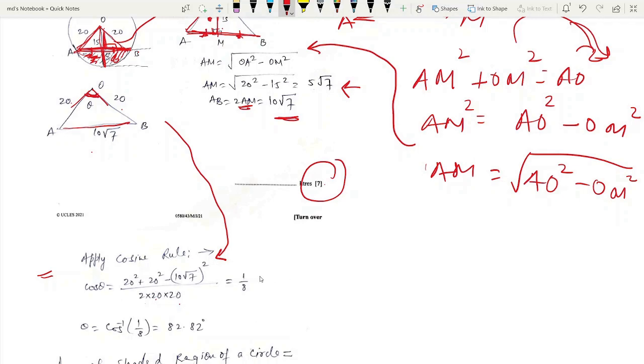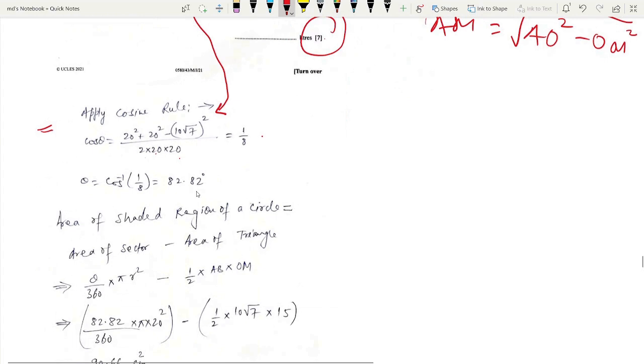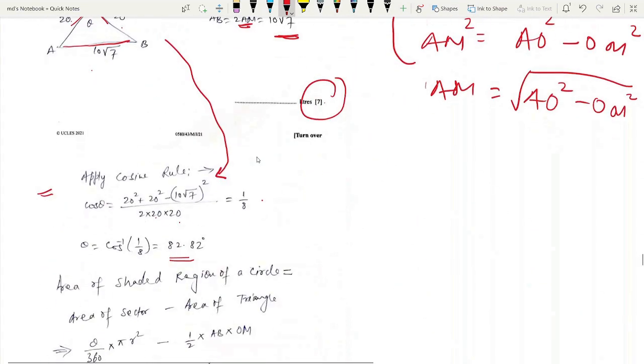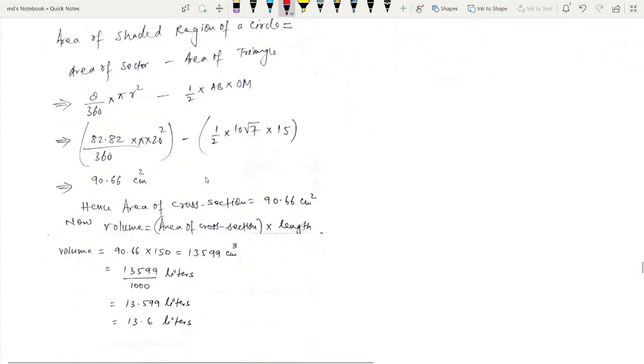Use calculator, you can get 1 over 8. So cos theta is 1 over 8, theta is cos inverse 1 over 8. Use calculator, 82.82 degrees you can get. Now area of the shaded region. Shaded region means this region, or this region. So area of the sector minus area of the triangle.